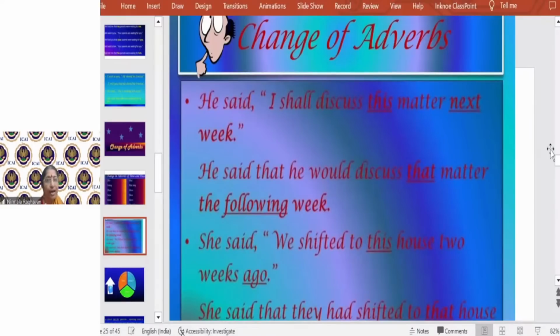He said, "I shall discuss this matter next week." Okay, look, he said that he would discuss that matter the following week. So this becomes that. Next week becomes the following week. I becomes he. So look at the number of changes. One, the inverted commas. Two, then this becomes that, three. Next week comes. So you have four changes.